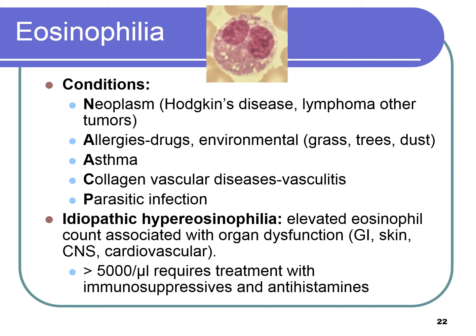Certain conditions, we have hypereosinophilia, and we don't know the exact cause. We call it idiopathic hypereosinophilic syndrome, and they have elevated eosinophil count associated with certain organ dysfunction like the gastrointestinal system, skin troubles, CNS or cardiovascular disorders. In this idiopathic hypereosinophilic state, we have a count of more than 5,000 eosinophils per microliter and require treatment with either immunosuppressive or antihistaminics.